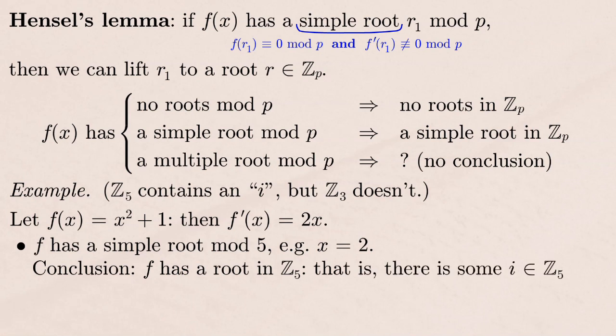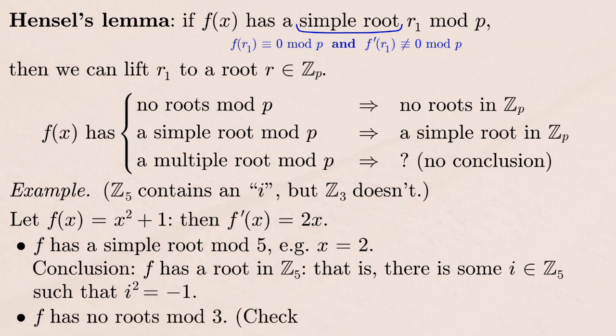That is, there is some number i in Z5 such that i squared equals -1. Notice that we don't have to go to the trouble of actually constructing this number in order to know that it exists. On the other hand, f has no roots at all mod 3. There are only 3 cases to check, 0, 1 and 2, and when you apply f to all of these you never get 0. So f can't have a root in Z3, because if it did we could just reduce it mod 3 to get a root mod 3.